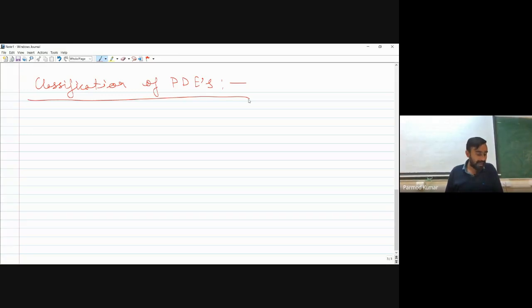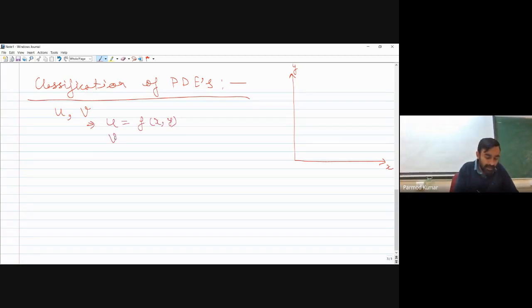Okay, so let me explain the concept of classification. Let us consider that we have a two-dimensional flow field. So we will have an x and y coordinate system, and we will have u and v as our velocity components. Obviously, u will be a function of x comma y, and similarly v will also be a function of x comma y.